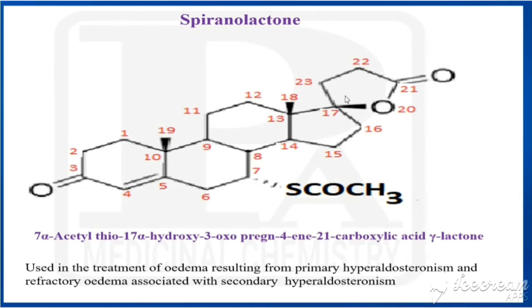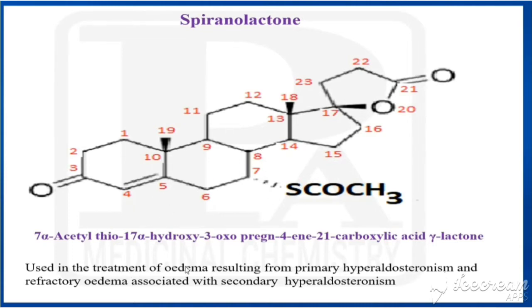So this is preg-4-ene, because the bond is present between 4 and 5. So preg-4-ene, 21 carboxylic acid lactone. That is the chemical name for spironolactone. We'll discuss the nomenclature of steroids in the next unit.